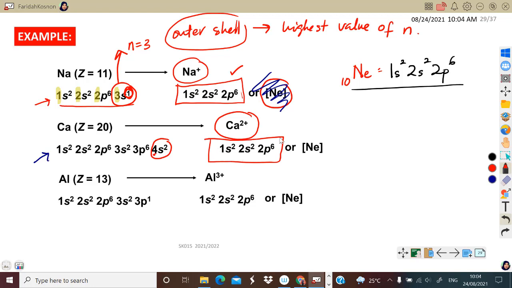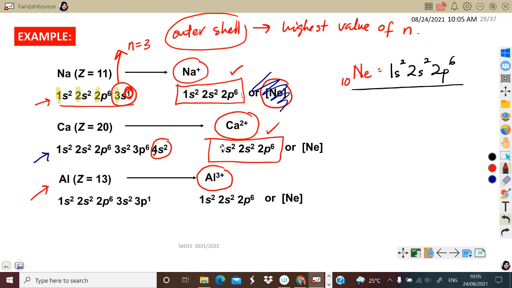1s2, 2s2, 2p6. Sama juga dengan neon punya electronic configuration. Okay. And for aluminium, tengok contoh aluminium. This is the electronic configuration of aluminium atom. So, if aluminium form aluminium 3 plus ion, maksudnya dia kena remove 3 elektron. From which orbital? From which shell? From outer shell. Jadi maksudnya dia mesti remove valence elektron sebenarnya, tapi outer shell.